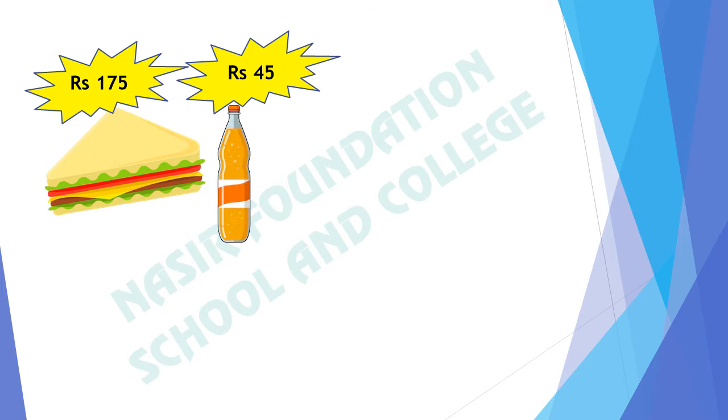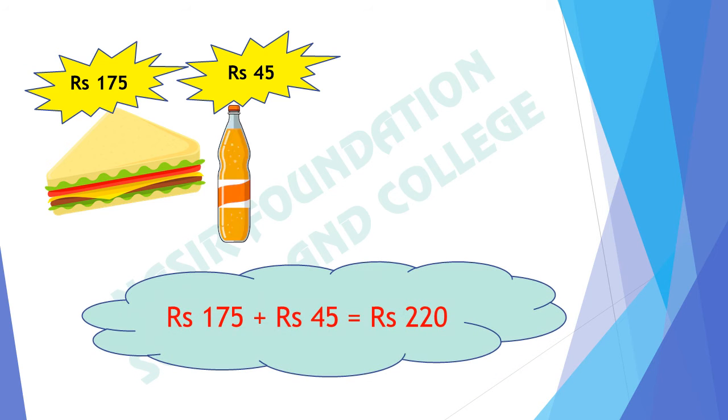As Sana orders for a sandwich and a juice, the price of a sandwich is 175 rupees and the price of a juice is 45 rupees. If we add 175 rupees and 45 rupees, we get rupees 220. The sum of these two amounts is 220 rupees.